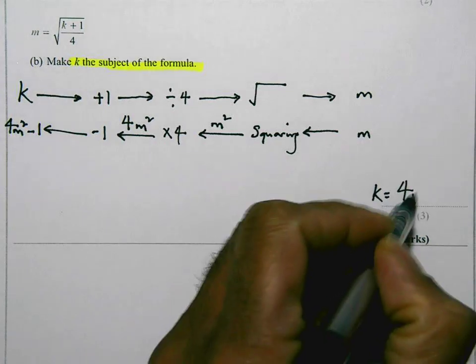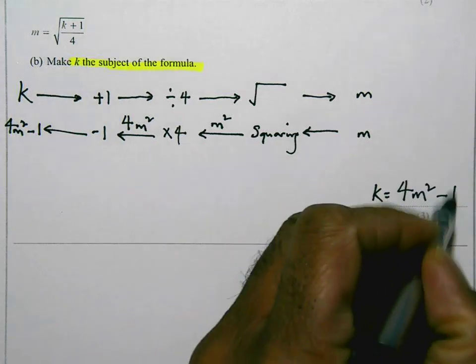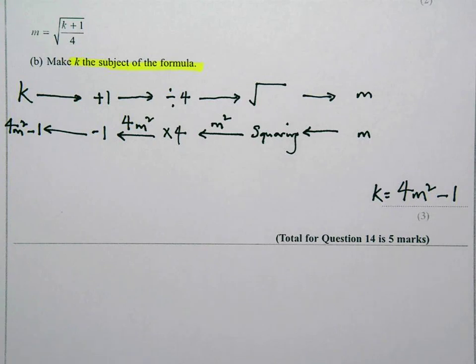4M squared minus 1. Now, this is a pretty straightforward question, but a lot of people would be fazed by this and wouldn't necessarily get full marks in it. What I need you to do is to look at this a couple of times, make sure you can follow it, make sure you can do it yourself, and if you get one similar to it, you're able to get all the marks.